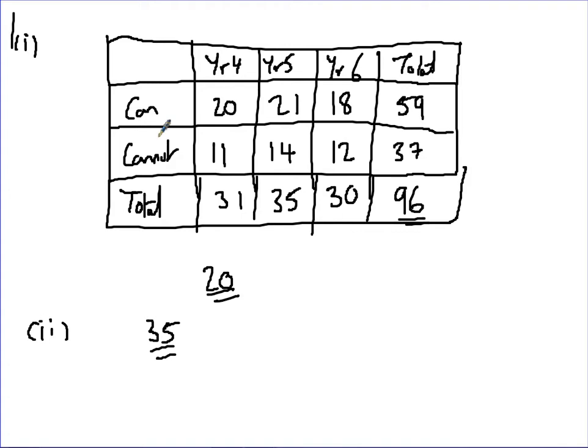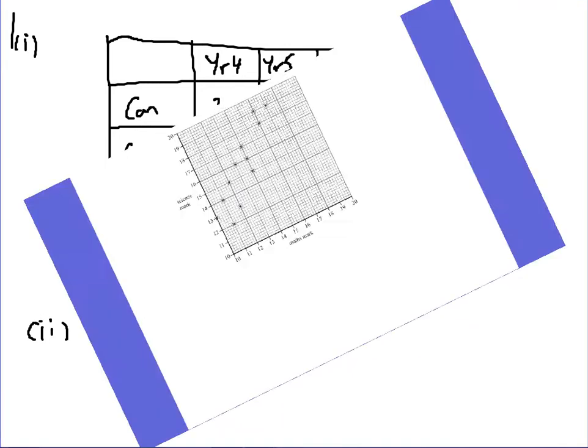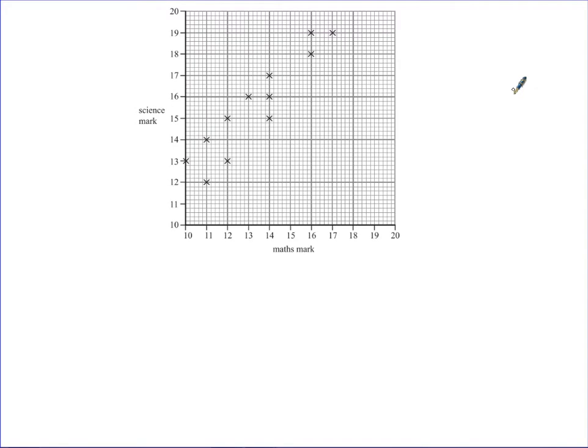Then on to question 2. We've got a scatter graph, and it says show this information on the scatter graph. So we've got maths 12 and then science 14, and then we've got maths 17 and science 20. That's the information. Then what type of correlation does this scatter graph show? So this is part B. It's a positive correlation.